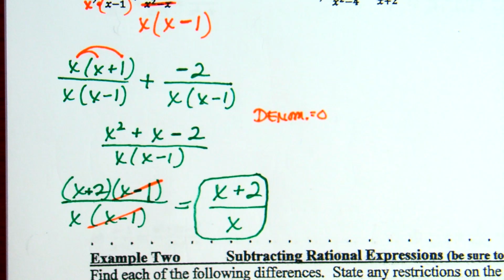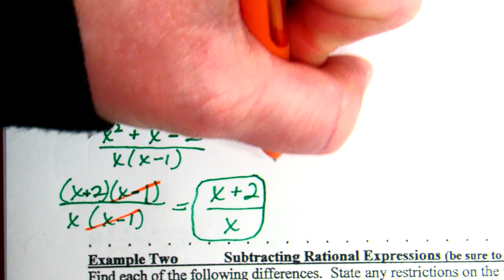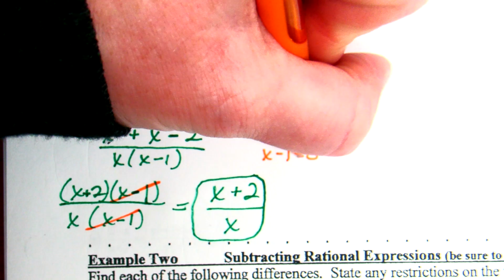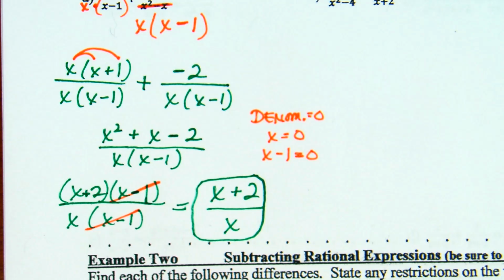Basically, look at your common denominator. What did we have as factors? An x and an x minus 1. So if we set x equal to 0 and x minus 1 equal to 0, what are my restrictions on the variable? X cannot equal 1 and 0.